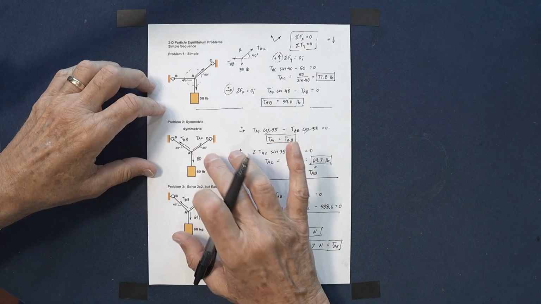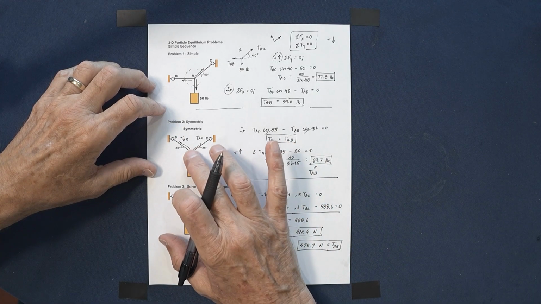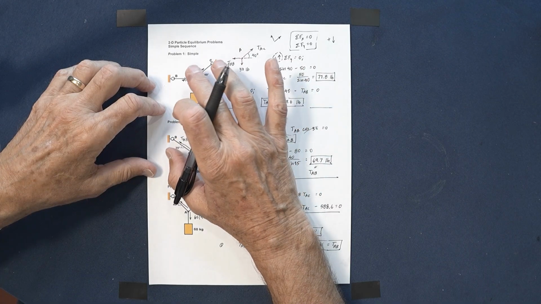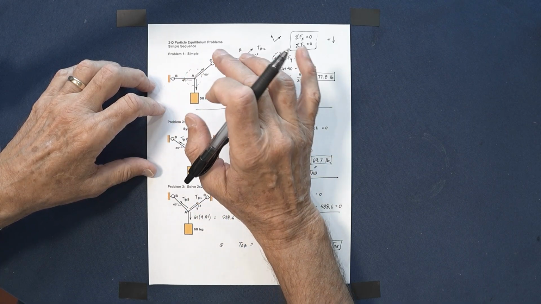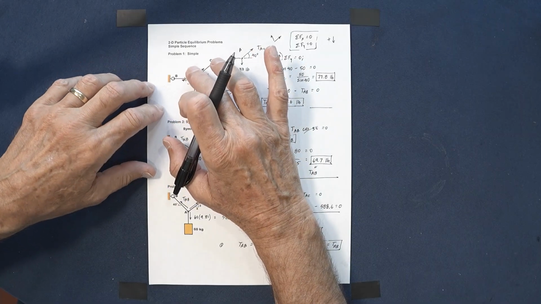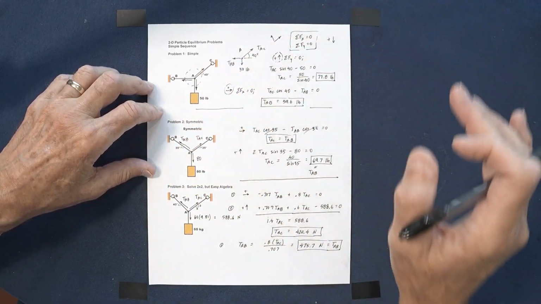Okay, so this is a little bit harder problem. Now the two cables, see this, one of the things that made this super simple is that this cable was horizontal. And so once you sum forces in the y direction, this guy didn't have a y component, and so that makes it super simple.